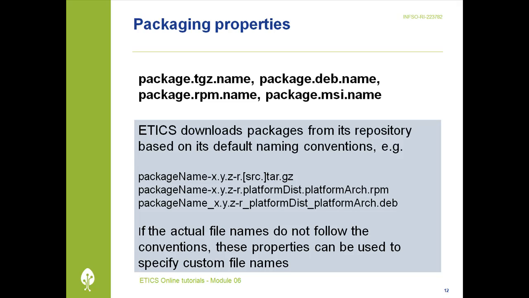ETICS generates packages using a standard convention which cannot be overridden. The same convention is also used when downloading packages during a build. However, in the latter case, the packages may not have been generated with ETICS but come from external sources and may not follow the ETICS conventions. In this case, it is necessary to explicitly specify their name using the package name properties.